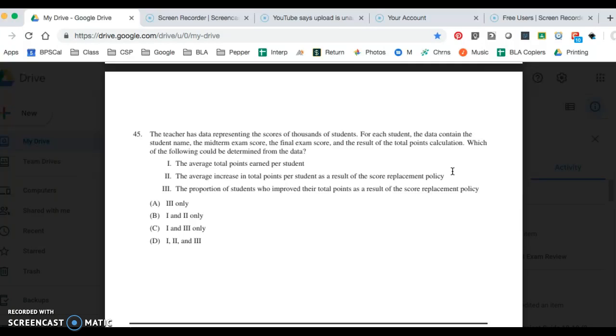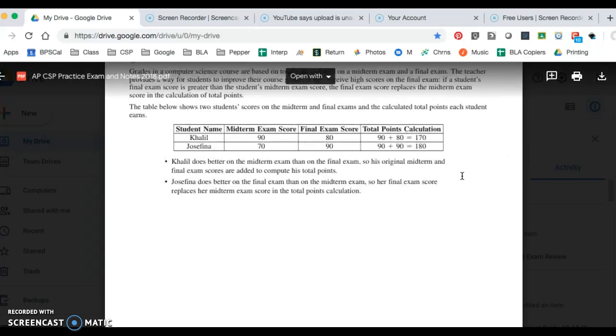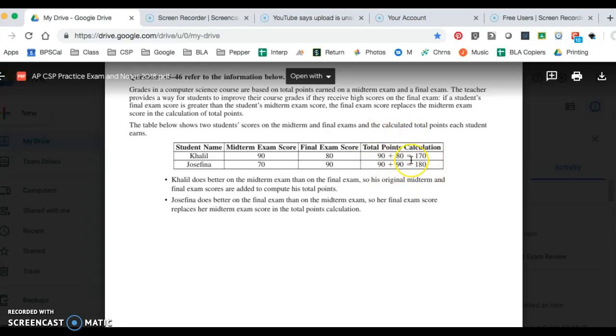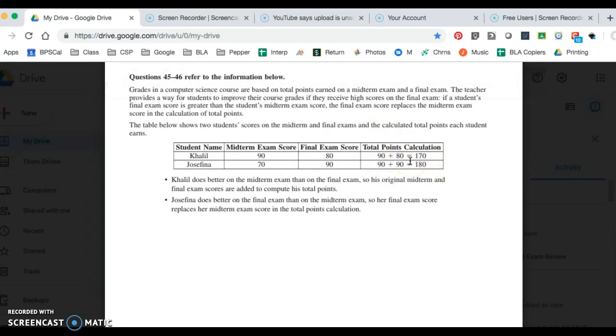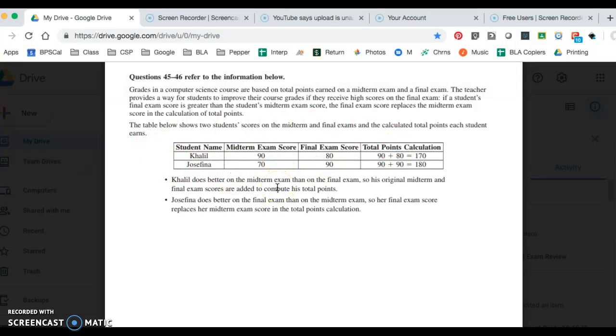And then the third part is the proportion of students who improved their total points as a result of the score replacement policy. Yes, we would also be able to figure that part out based on the information that is provided in the table. In this little snippet, you only see Khalil and Josephina's, but in the results that the teacher has access to, they would be able to look at both of them.